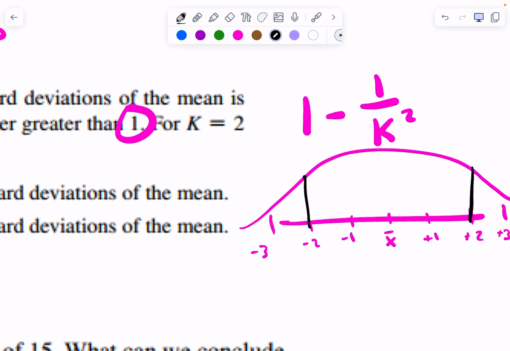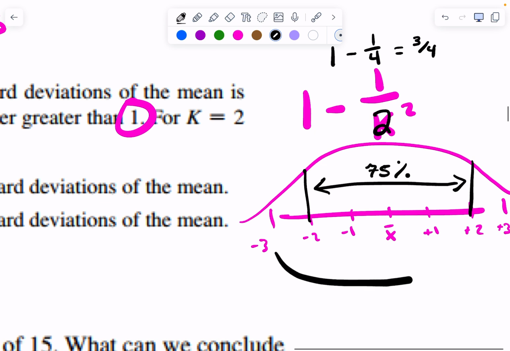If I'm going -2 to +2, I'm going to plug 2 in for k, right? And 1 over 2 squared. This is like 1/4, right? So I've got 1 minus 1/4. What is 1 minus 1/4? Like 3/4. 3/4 is what percent? 75%. So they conclude that 75% lives within 2 standard deviations, right?